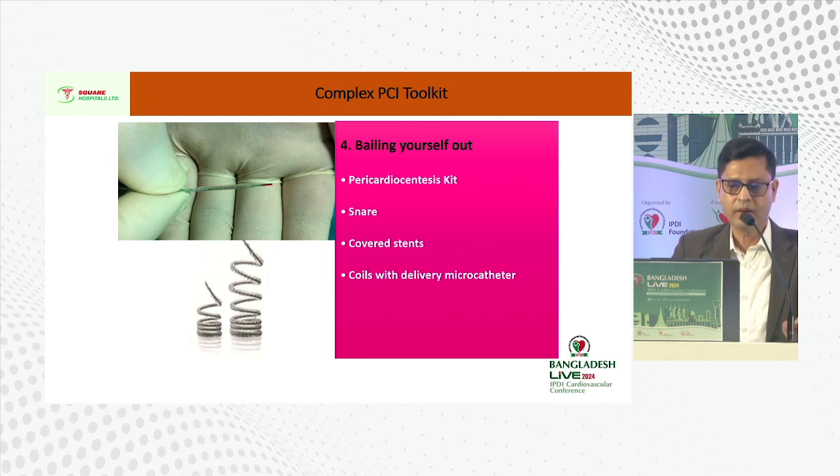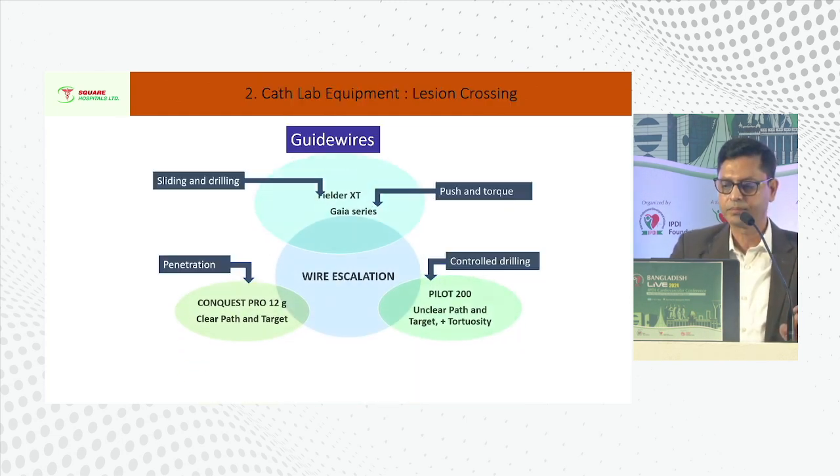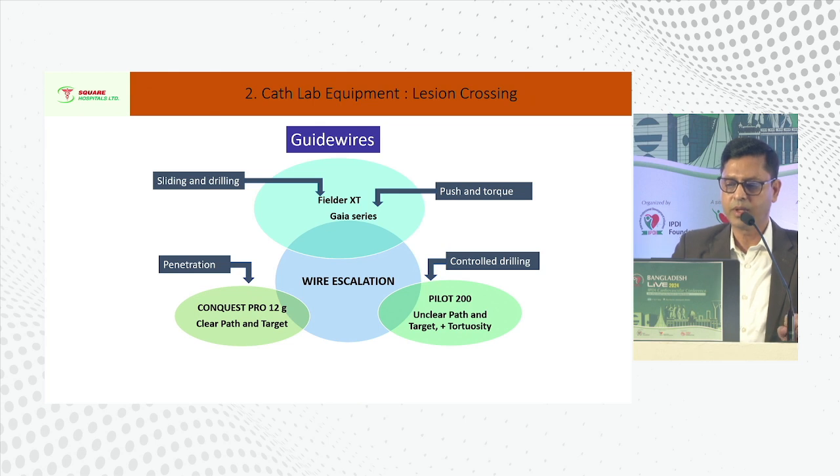And what are the bailing out tools? First, the pericardiocentesis kits, snare, covered stent, coils. Covered stents you particularly use for large vessel perforation, and coils for small vessel or micro vessel perforation. And this is the scenario of the guide wires.